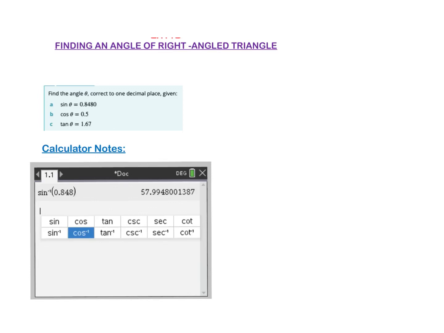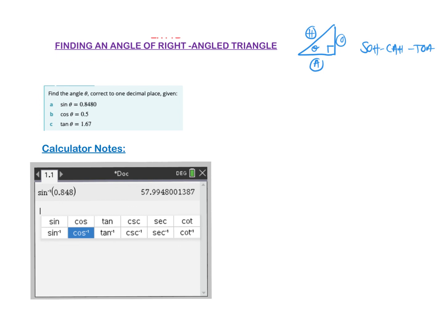Okay, so today we're looking at finding the angle when it's unknown in our right angle triangle. We've been looking at our right angle triangles and labeling them, and recently we've been finding the unknown side, which is when they give us the actual angle of the triangle. But now we are going to find the angle.